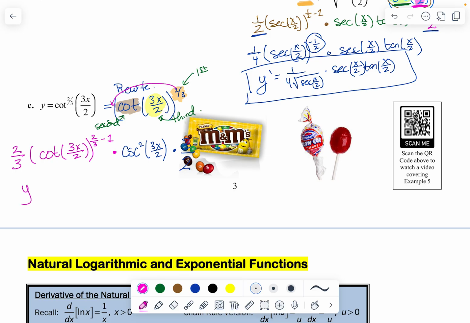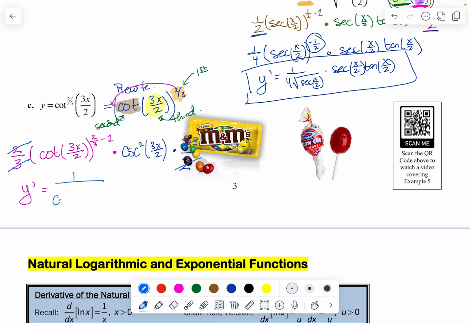And then down here, we're going to clean this up. So y prime is equal to 2/3 times 3/2, which actually does cancel out itself, right? So that 2 and that 2 cancel out because everything's being multiplied, and that 3 and that 3 cancel out. So now you're really just left with 2/3 minus 1, which is going to be negative 1/3. So I'm going to bring that down.